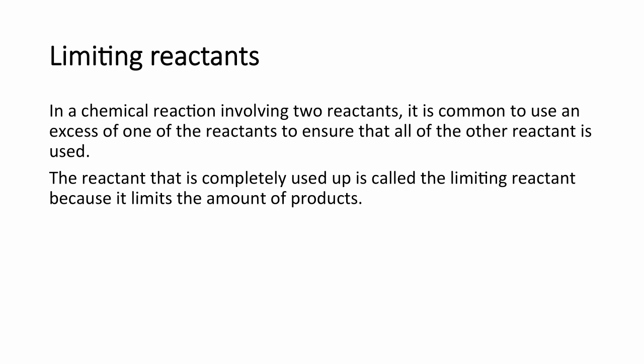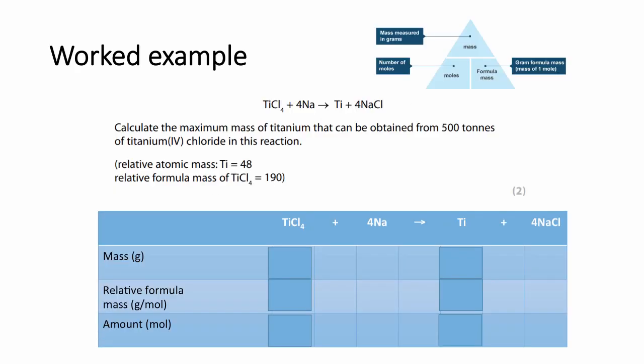Okay, the next concept we've already talked about is a limiting reagent. In a chemical reaction with 2 reactants, it is common to use an excess of one of them, and the other one is called the limiting reagent because that limits the amount that you can actually produce. That limiting reagent is completely used up and therefore it limits the amount of products. I've got a worked example.